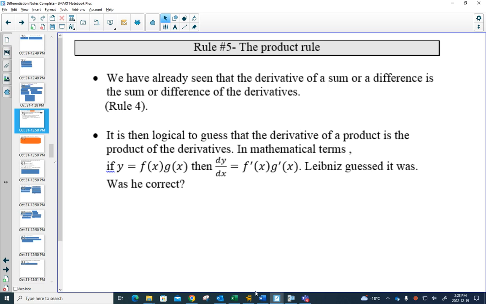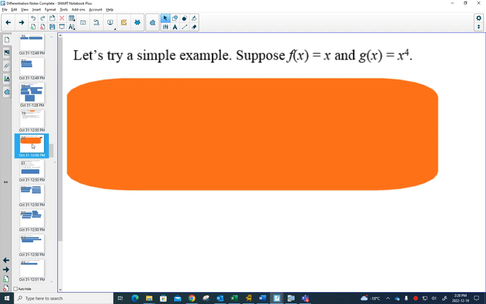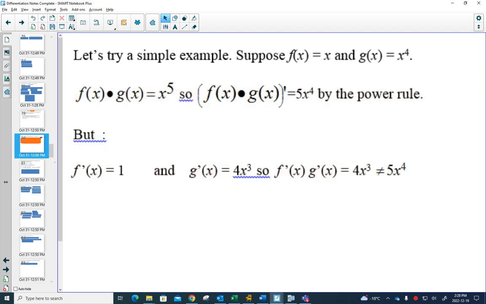It didn't work. And you can see why if you take something simple like one function's x, the other one is x to the 4. It's really easy to see if you multiply those two together, you would get x to the 5. And the derivative of x to the 5 is just 5x to the 4. That's super easy for us. But if you did the derivative of them separately, the derivative of x would just be 1, and the derivative of g of x, or x to the 4, would be 4x cubed. And if you multiplied them together, it wouldn't work out.